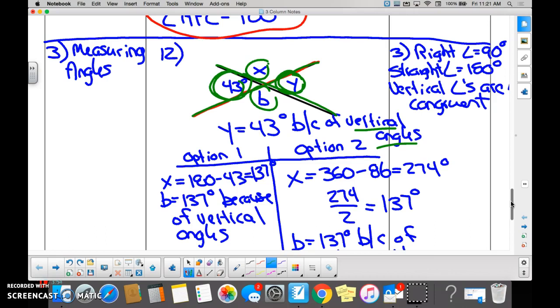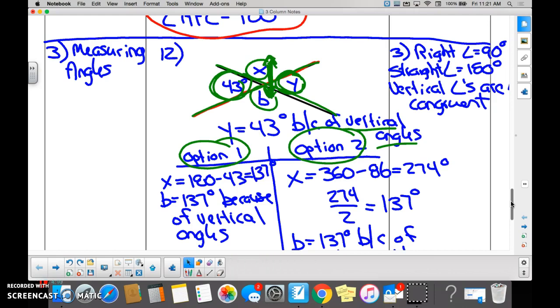Yes. And here would be one way of figuring out X. Here would be another way of figuring out X. And once we figured out X, then we got B because X and B are going to be what kind of angles? Vertical. And what are vertical angles? The same. The same, congruent, right?